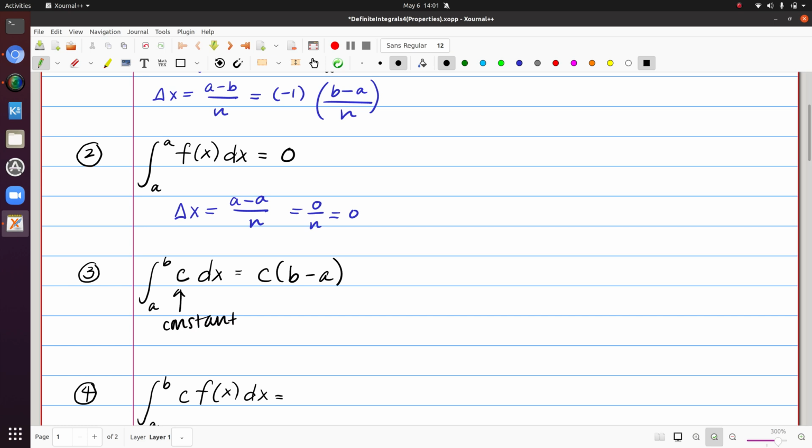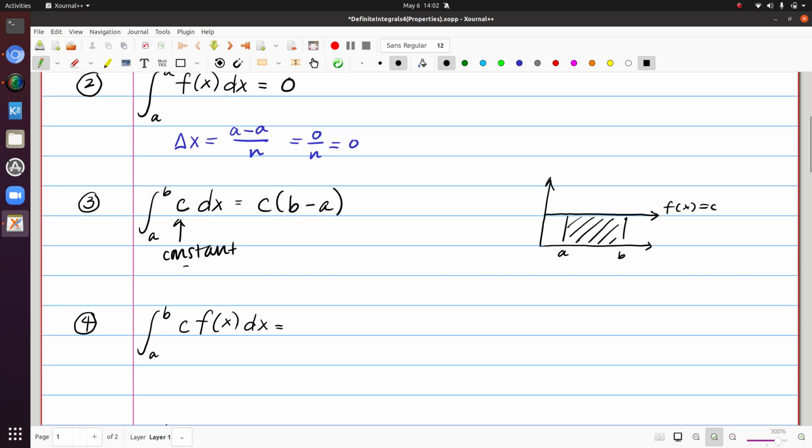And a quick way to think about this is the geometric interpretation, right? If you had a constant function, and I was integrating from a to b, we said that we could consider the area under that curve, and that would be the area of a rectangle with side length b minus a and another side length c.